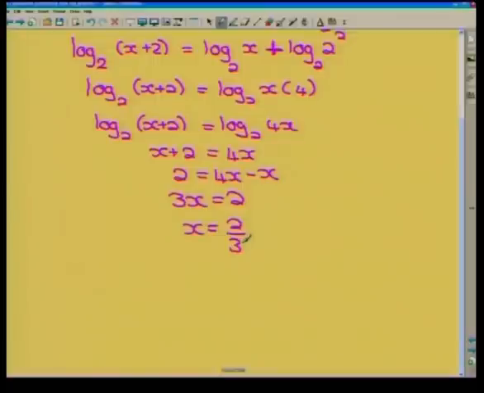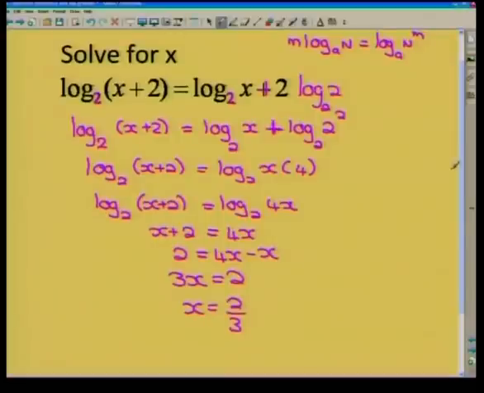Now remember, we have to check back, and we must check back in the original. So the answer is 2/3. Let's go back there. 2/3 plus 2 will cause no problem. It's a positive number. And this being 2/3 will cause no problem. There, of course, would be no problem with that. So this one is good, and we can include it as a solution.